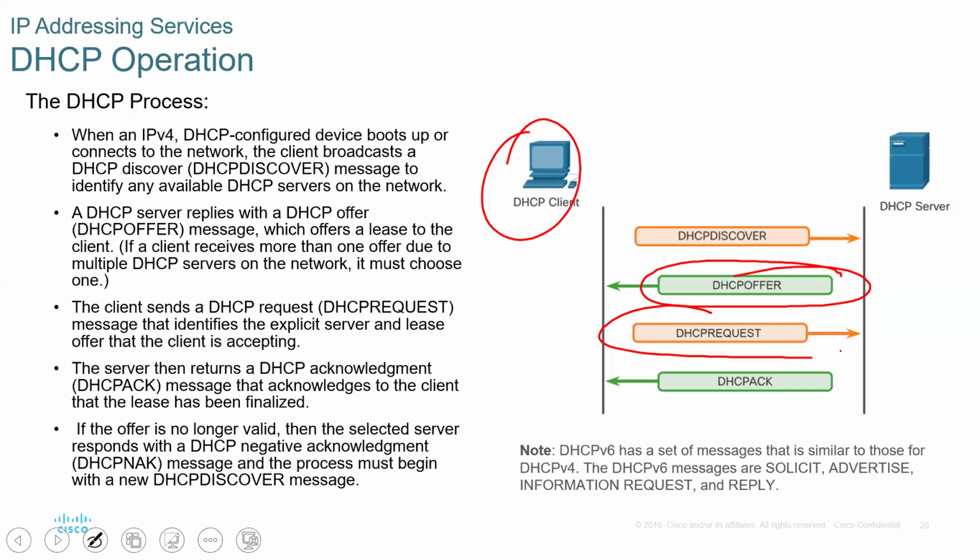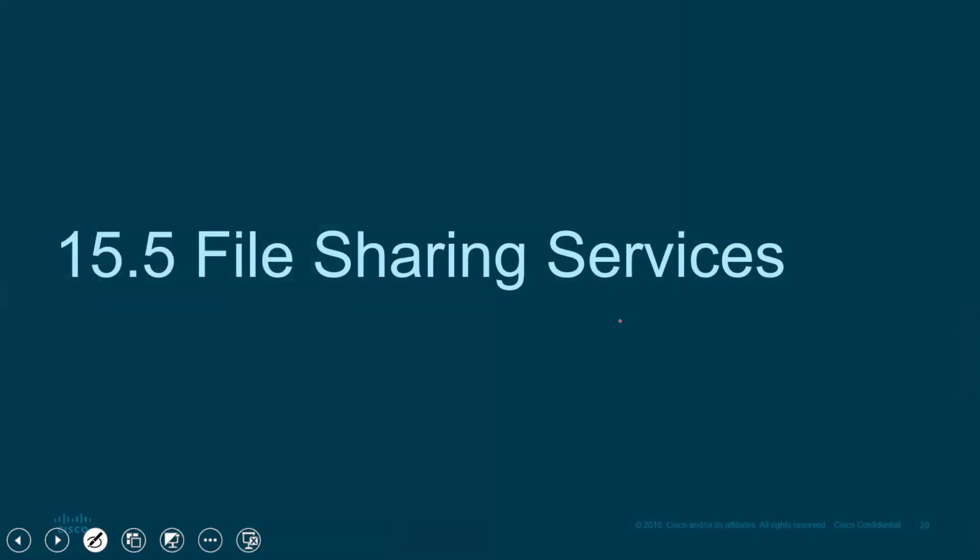Then the client will go ahead and place its own request, all right? So the client sends a DHCP request message that identifies the explicit server and the lease offer that the client is accepting. If that's the case, then the server returns a DHCP acknowledgement to confirm that, yes, that particular IP address is now leased to you for the period that is specified.